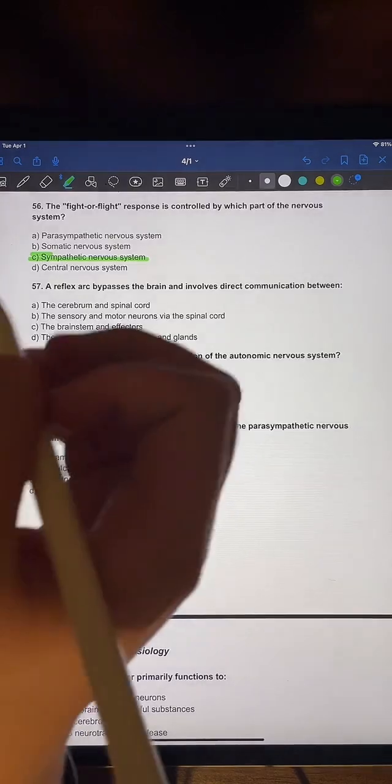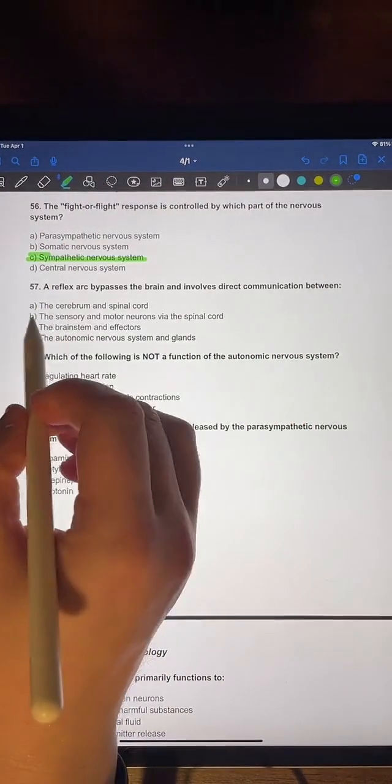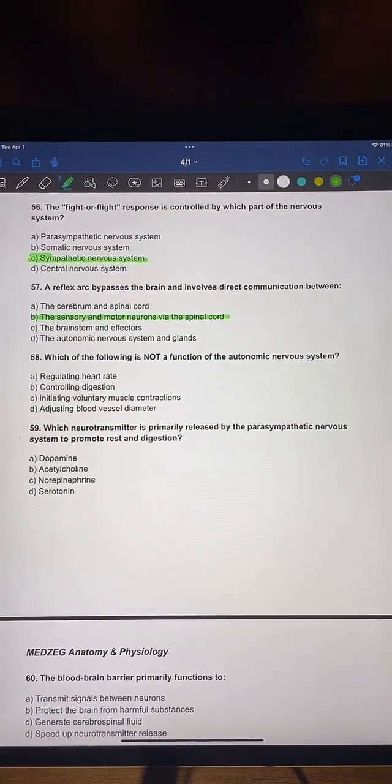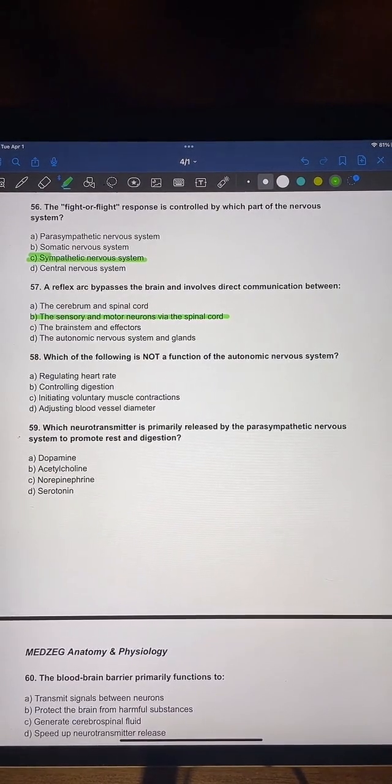But the answer here is B. 57, the sensory and motor neurons via the spinal cord. So the reflex arc bypasses the brain and involves direct communication between the sensory and motor neurons, such as when you tap on your knee.